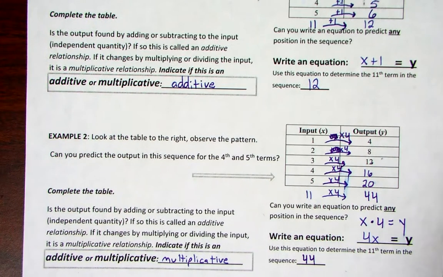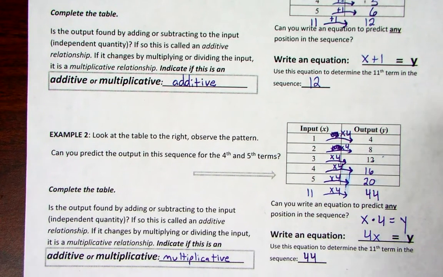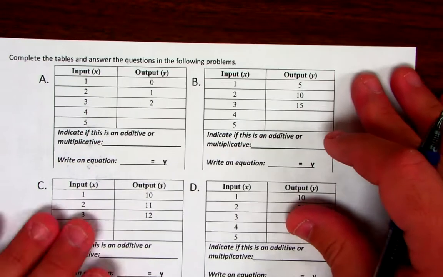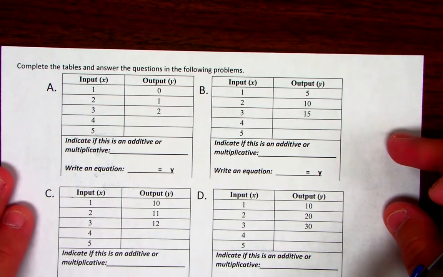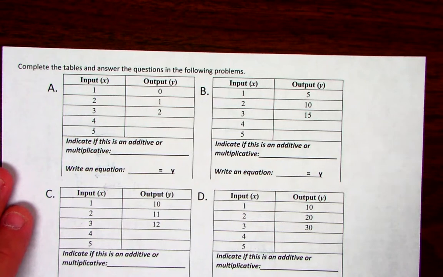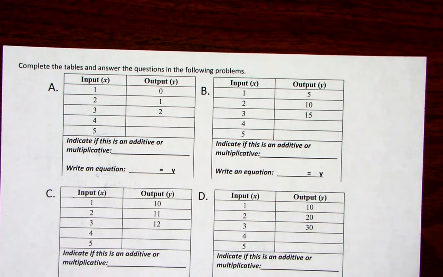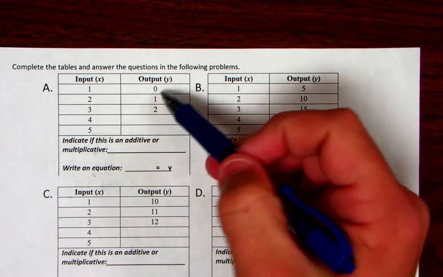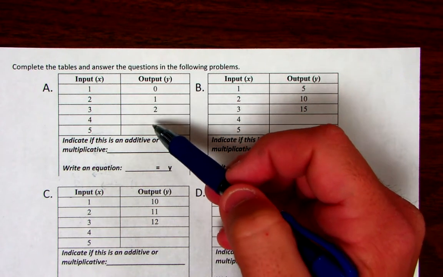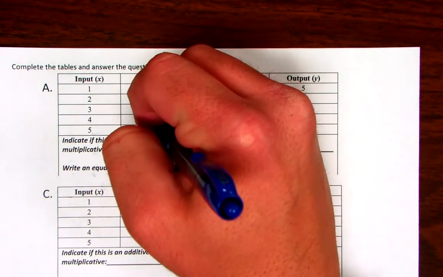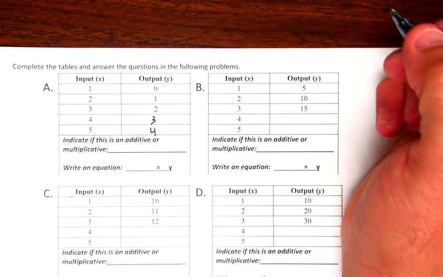Okay. Now let's try a couple on the back. So let's flip this over to the back side. I'm going to do, I don't know, A and B, and let y'all try some on your own. So let's do this. Finish filling in the table. 0, 1, 2, 3, and then 4.